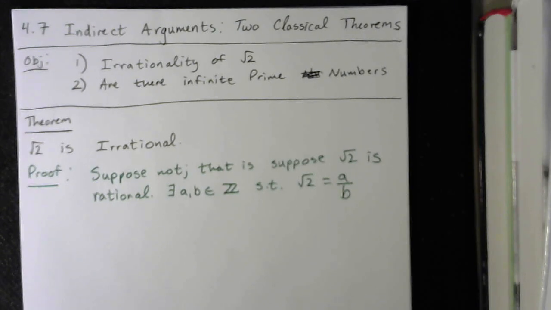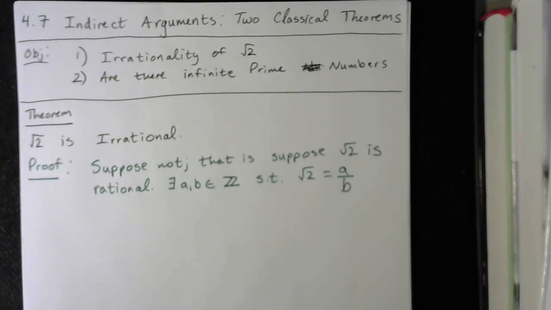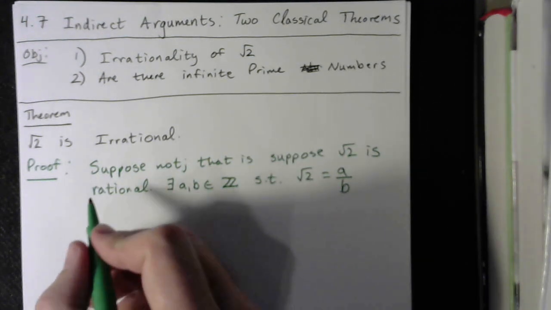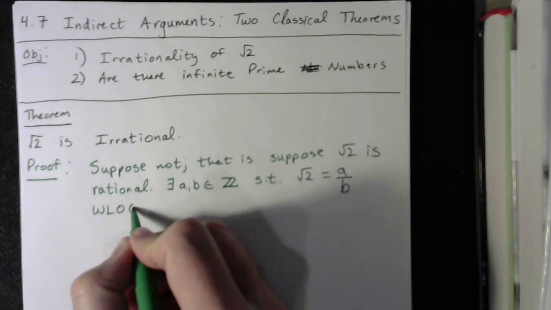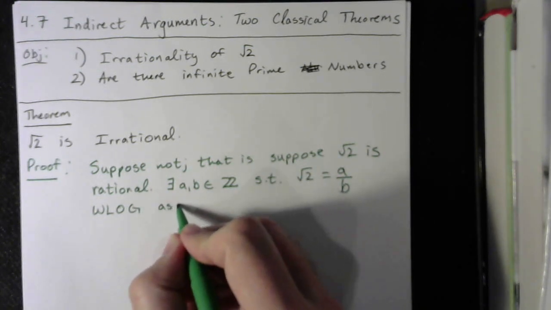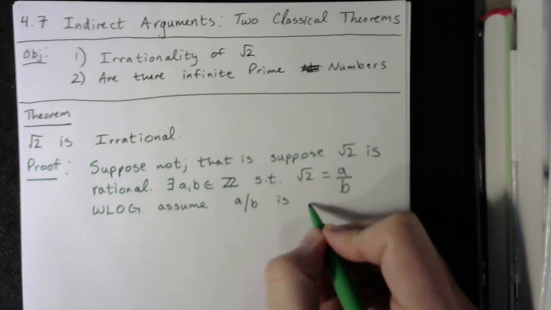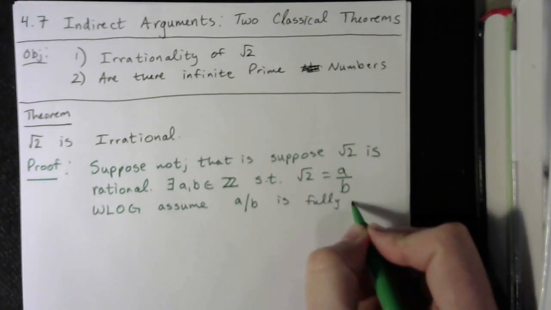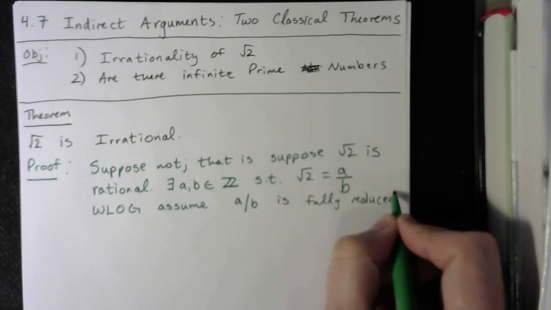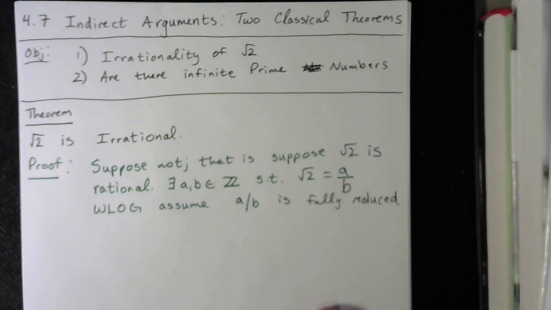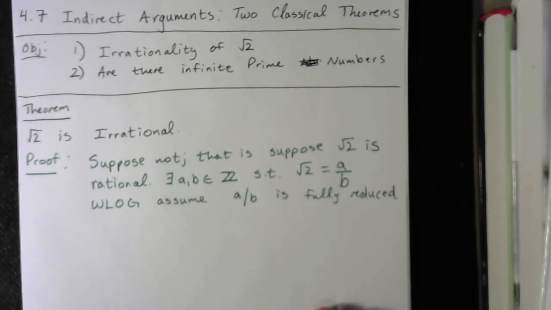Now in this particular proof, we do have to think about if a over b can be reduced. So we're just going to add in a little without loss of generality. Assume a over b is fully reduced, that way we don't have to build into our proof dividing a and b by their greatest common factor. So we can assume that we know how to do that.